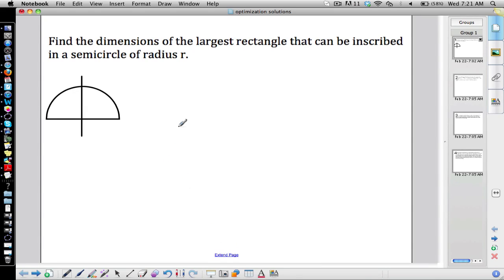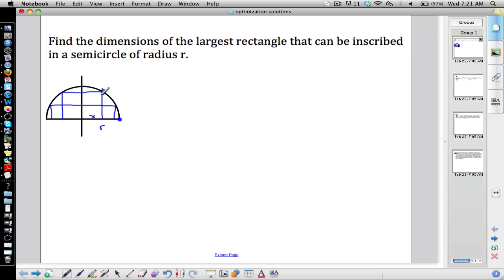Hey, in this problem we're going to be finding the dimensions of the largest rectangle that can be inscribed in a semicircle. So we have a semicircle with radius r, and what we're going to do is throw a rectangle in here, and this width is going to be x, but we don't know what the rectangle's dimensions will be, so we need to find the largest possible area, and then we'll find the dimensions.